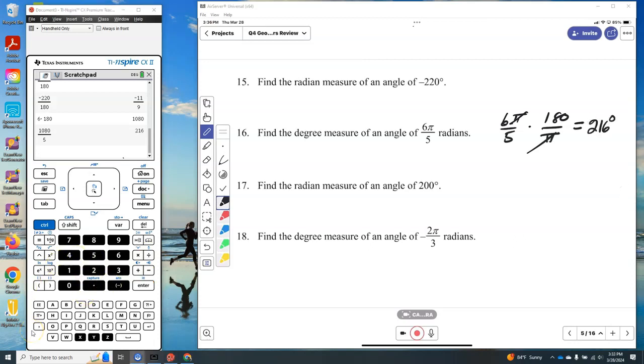Number 18, find the degree measure of negative 2 pi over 3. So you have negative 2 pi over 3 times 180 over pi. The pi's become 1. 180 divided by 3 is 60, so this will convert to negative 120 degrees.